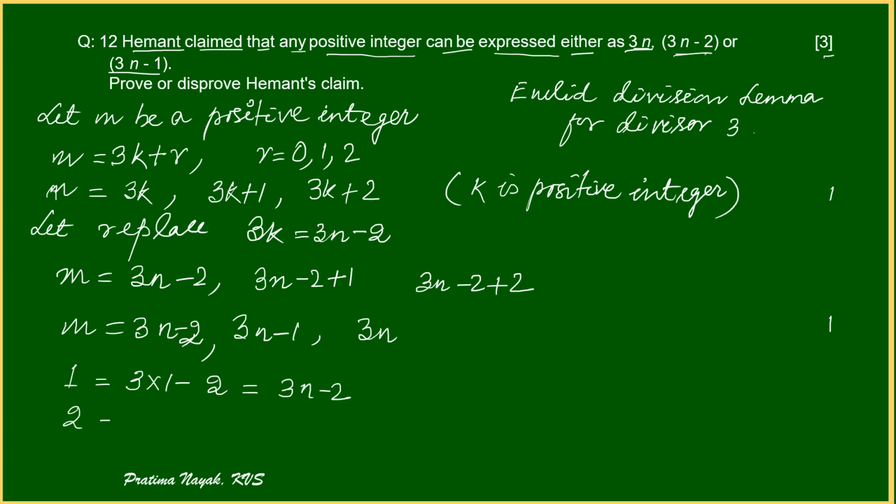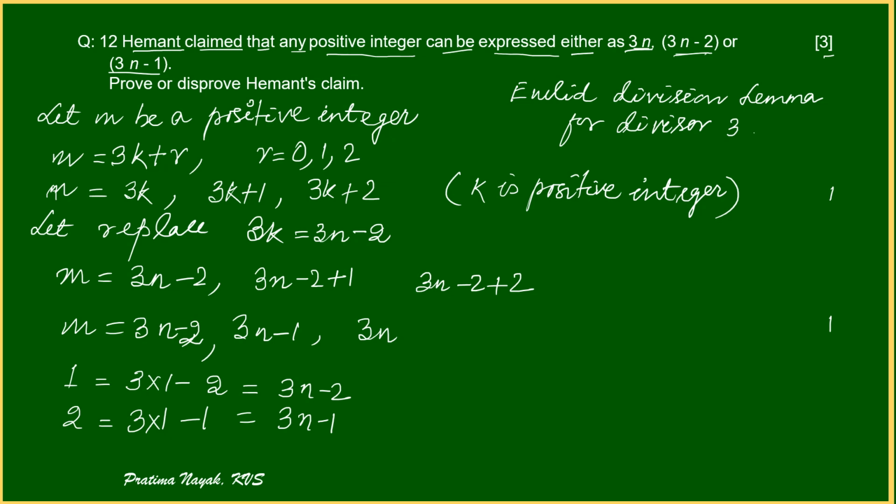1 can be written as 3 times 1 minus 2, so it is in the form of 3n minus 2. 2 can be written as 3 times 1 minus 1. So that will be 3n minus 1.